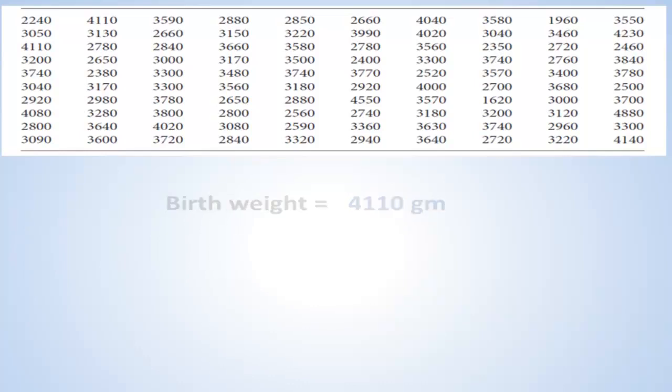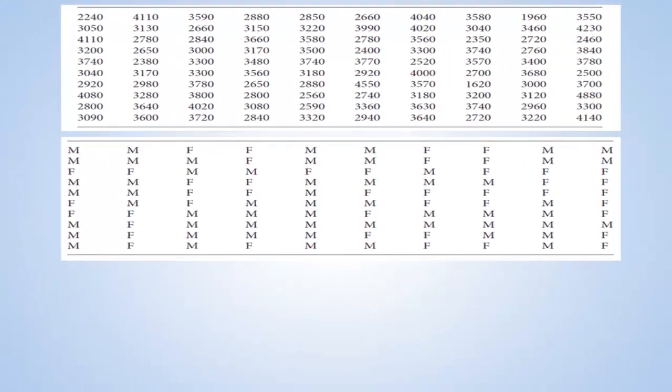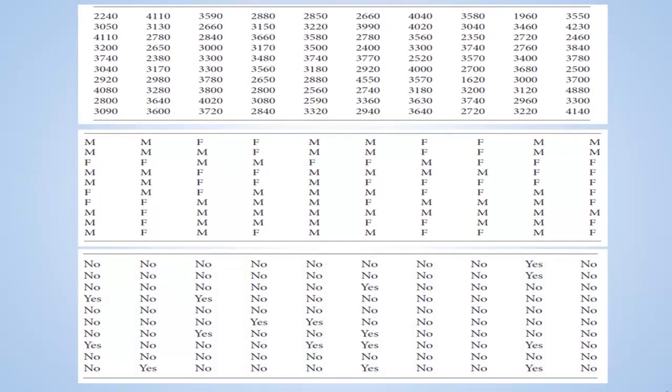Another example: this figure contains more sample data, in this case for the gender of the same 100 babies. Moreover, the third one contains sample data for the variable smoked while pregnant, yes or no? The data in all of these three figures are known as raw data because they have not been organized or arranged in any way.